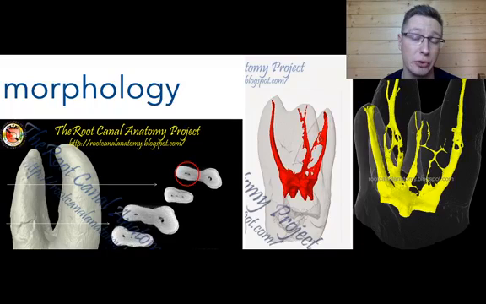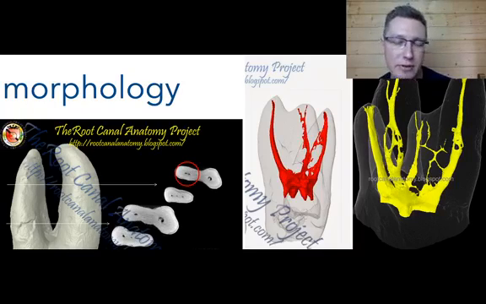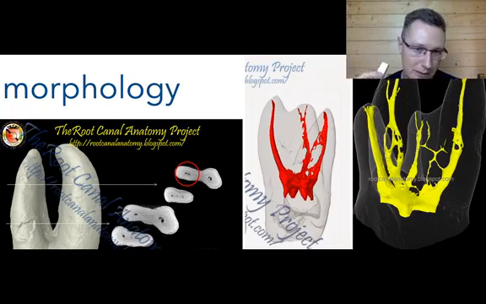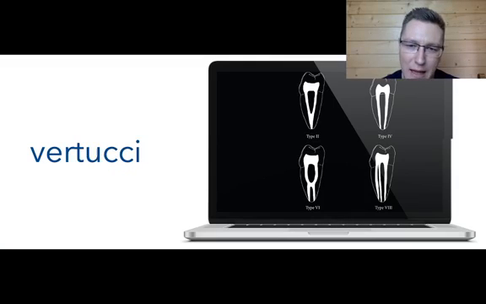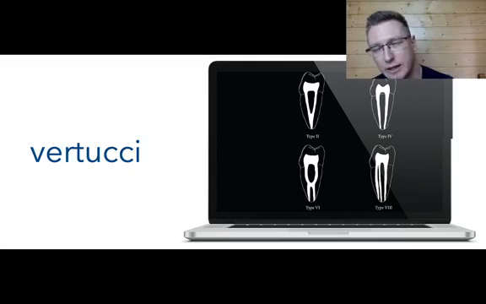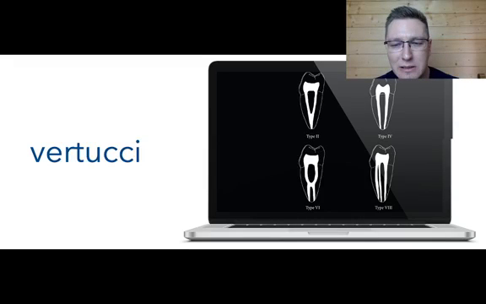that the shaping protocol is the beginning of the cleaning and is the first step. Of course, a very important step, but it's the first step before the irrigation protocol, which is even much more important, but maybe we'll talk about it in some other webinars. Let's focus on the morphology of the mesial root one more time.